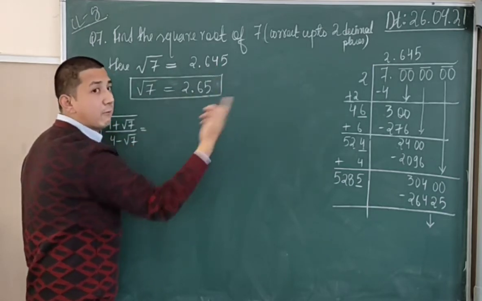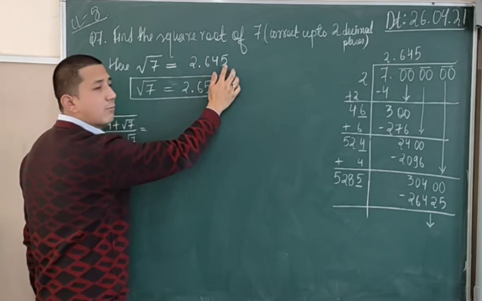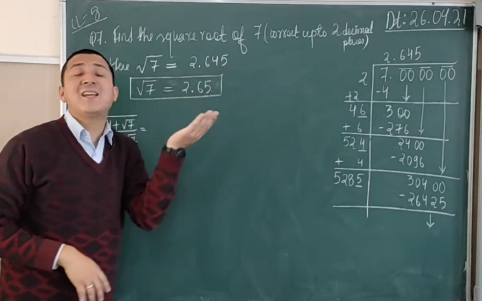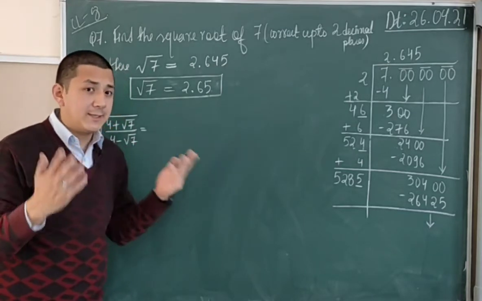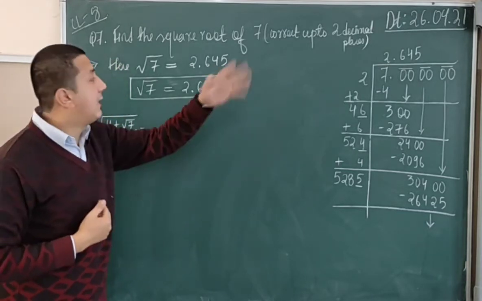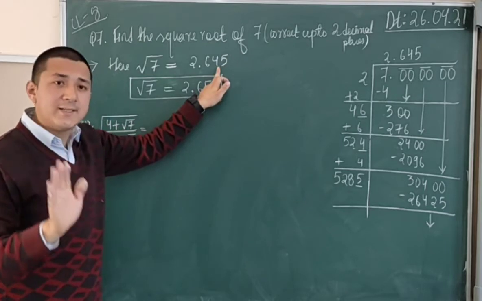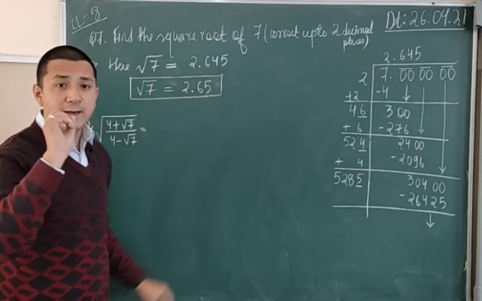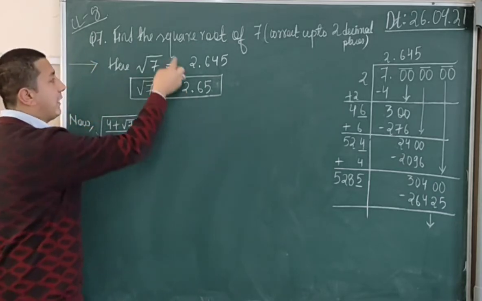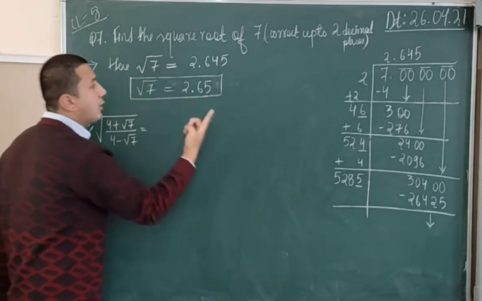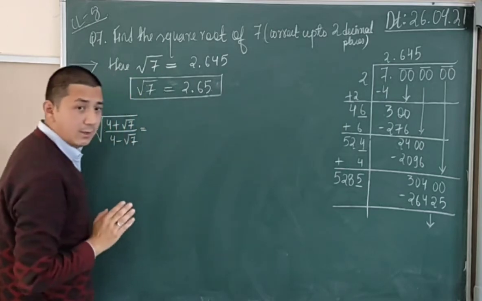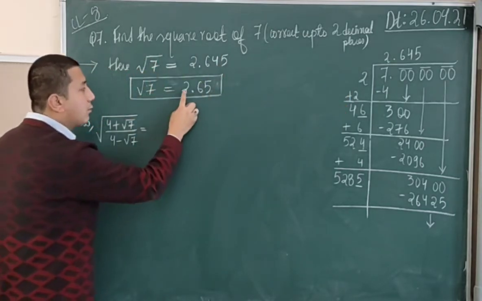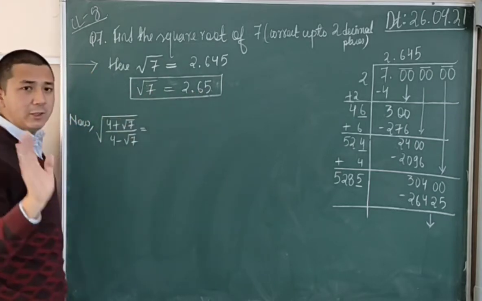4 plus 1 will be 5, because the last digit is 5 or more. If the last digit is less than 5, then the previous digit remains the same. Only if it is 5 or more, you have to add 1. So root 7 when I round it off to 2 decimal places, the answer is 2.65. Am I clear or not?